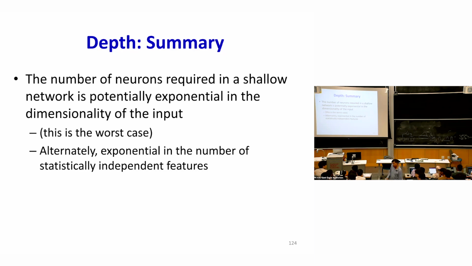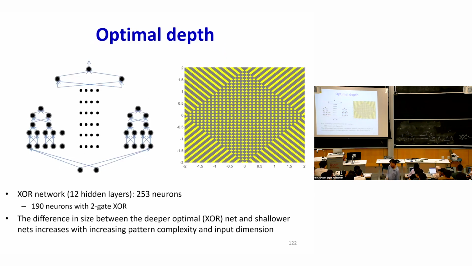Yes? In the checkerboard pattern, how was the number of neurons in the second layer determined? The number of yellow regions, the boxes.